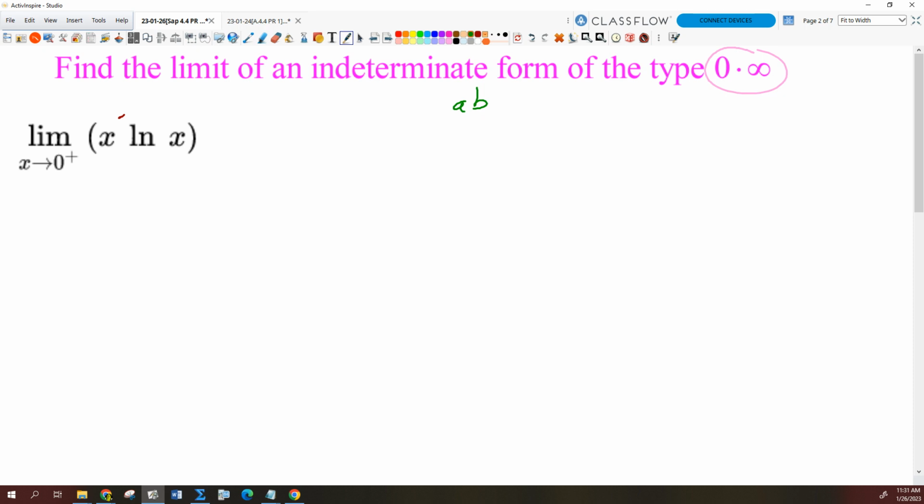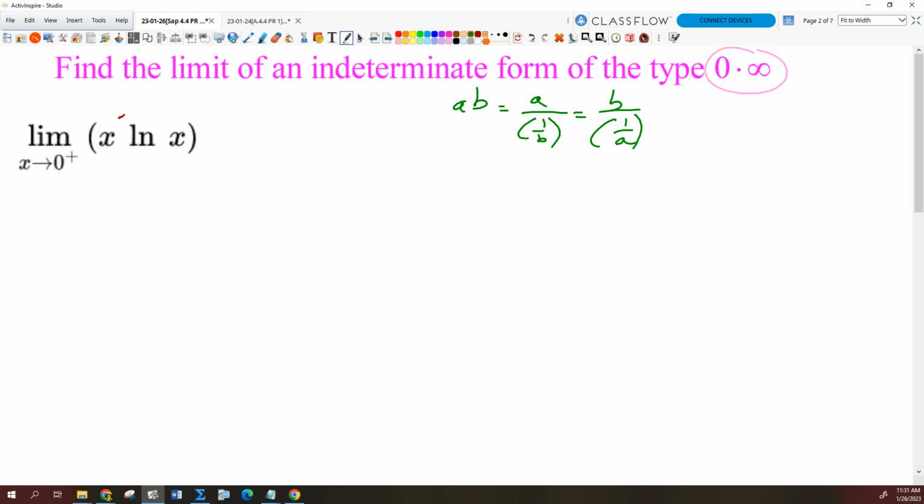How could I turn a times b into a ratio using a's and b's? Yeah, I could do a divided by 1 over b, right? Does that make sense? I could write that as a divided by 1 over b. Isn't the reciprocal of 1 over b just b, right? Or I could write that, if I wanted to, as b divided by 1 over a.